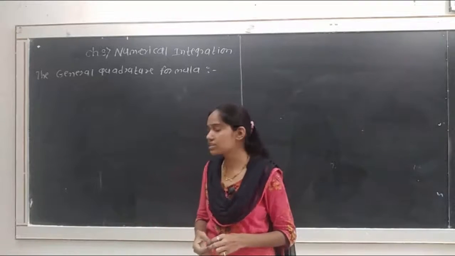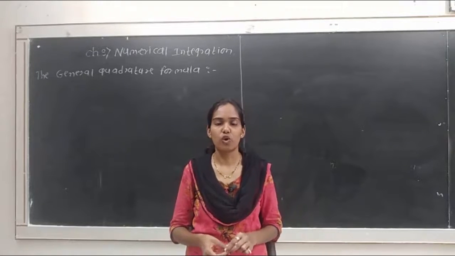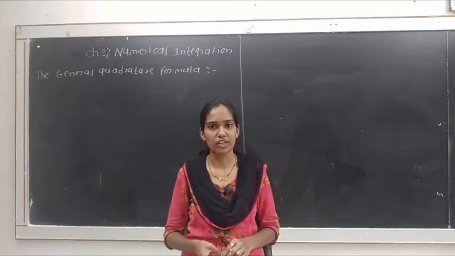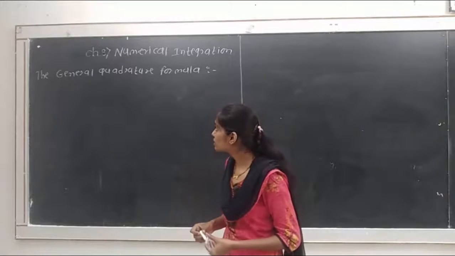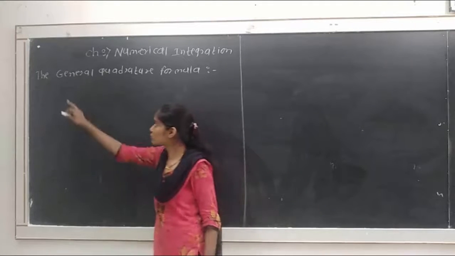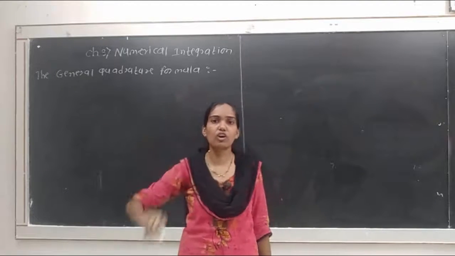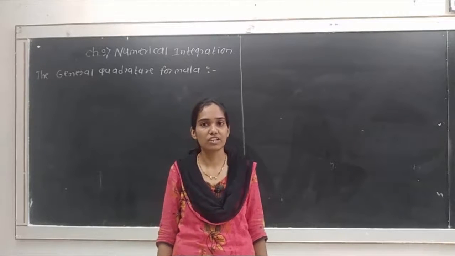First we want to derive the numerical formula, that is, to obtain the numerical integration formula for finding the definite integral on the closed interval x0 to xn. For that we first have to obtain the general quadrature formula, and using this general quadrature formula we want to obtain the numerical integration formula.